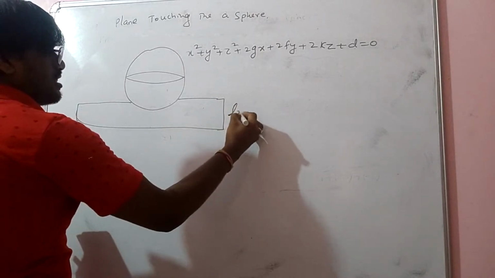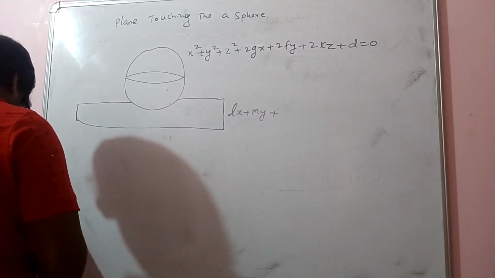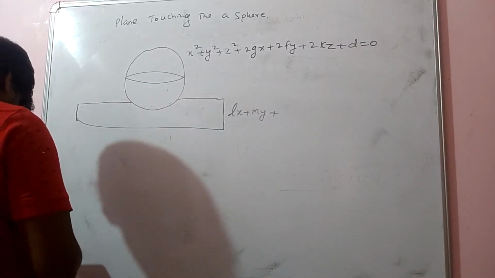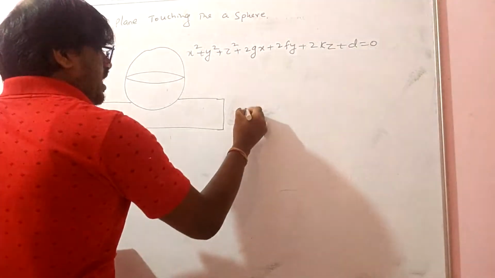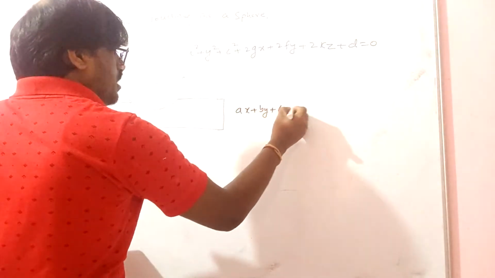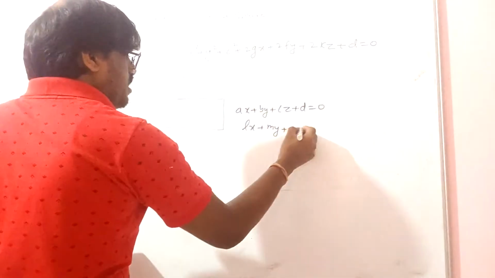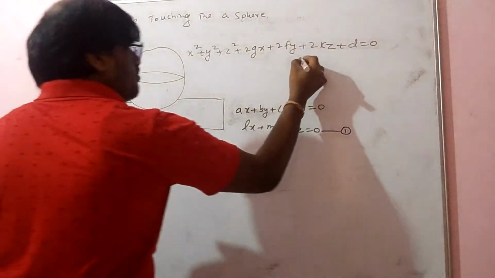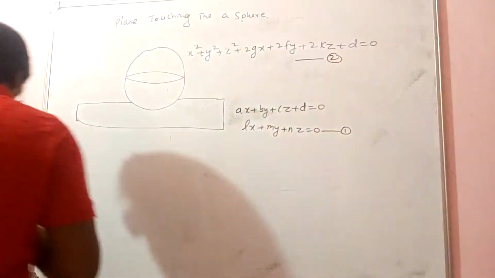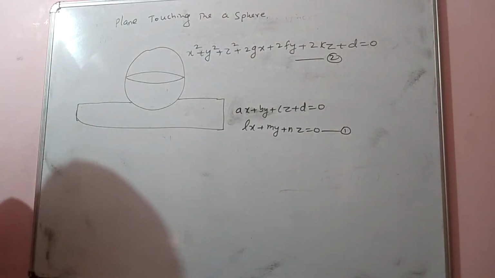And you have a plane. The plane equation is lx plus my plus nz is equal to 0. Or however you take it, ax plus by plus cz plus d is equal to 0. This is the plane you have, and this is the sphere. When they ask you for the equation or the distance, the plane is touching a sphere.